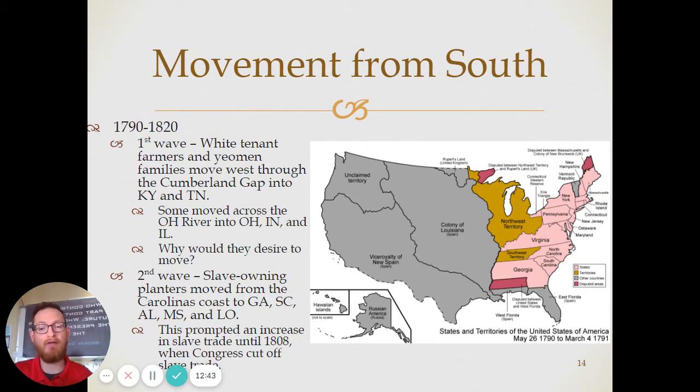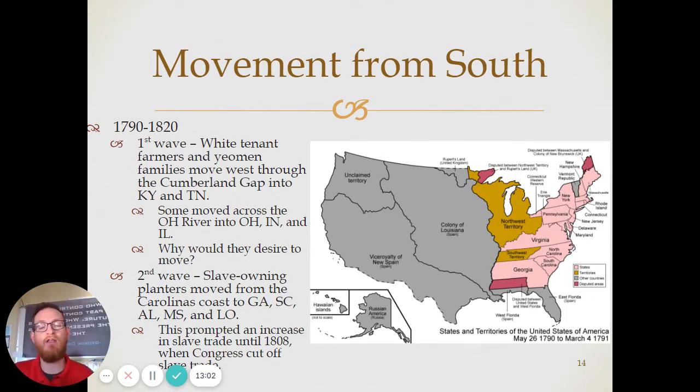Some, after going through the Cumberland Gap, would move across the Ohio River and go into Ohio, Indiana, and Illinois. Again, they were desiring to move because they wanted more farmland, especially your poor farmers. If you think about how many plantations there were in the South in certain areas, they hoped to move west to be able to get their own large chunk of land.